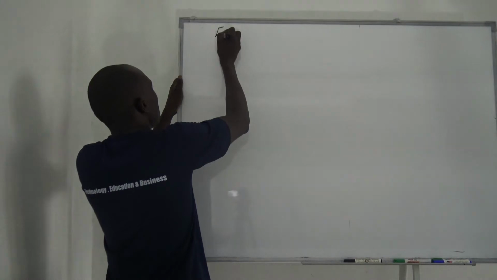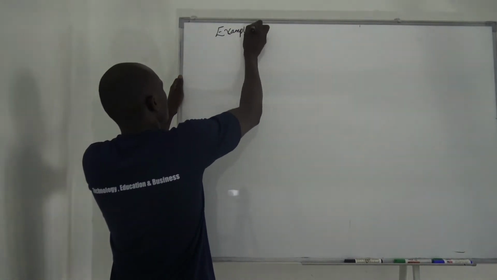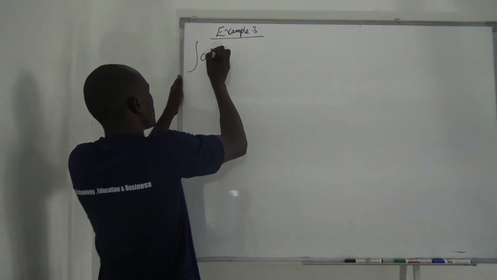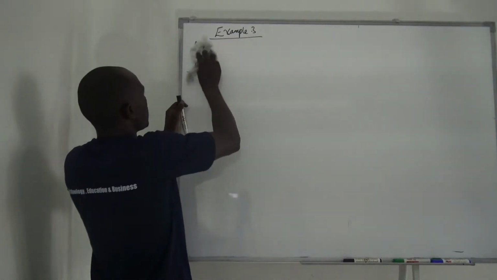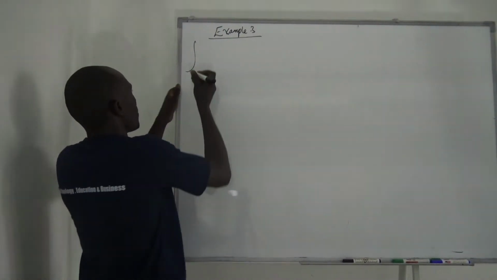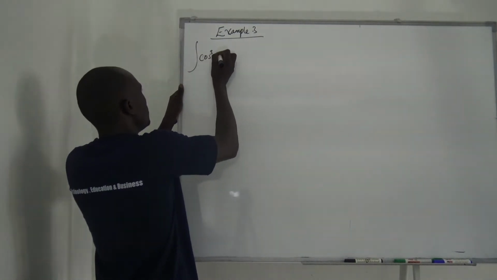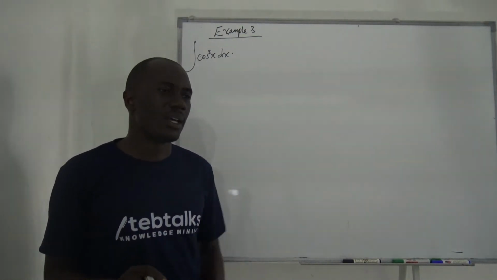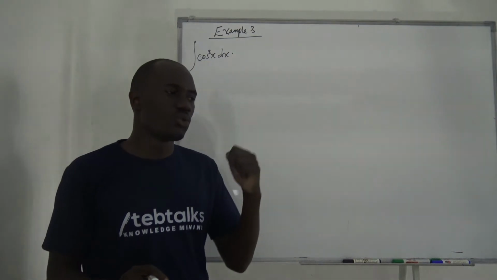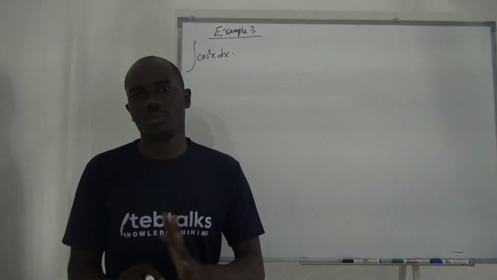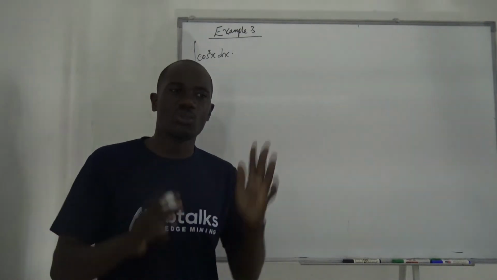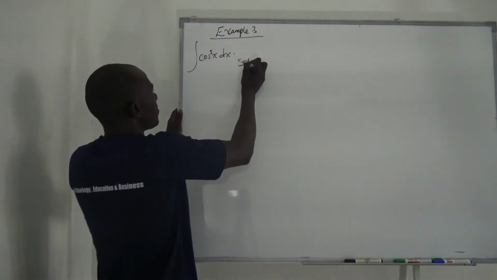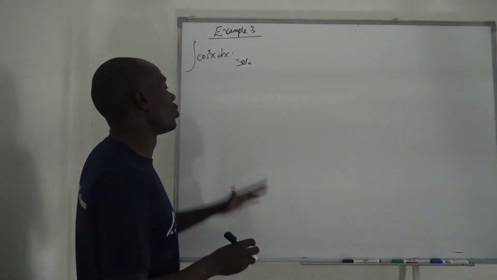So let's move to example 3. Integrate cos cubed x dx. How do we handle such a number? If a number comes in that way, how do you treat it? How do you go ahead to simplify it up to the minimum? It is the same story, the same idea, of having what we call odd powers.